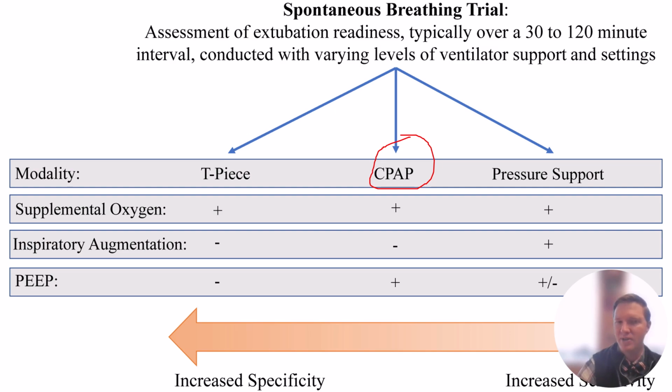And as we're going in this direction, where this arrow is going down, to the T-piece, it's giving them oxygen, it's giving them flow, but it really doesn't give them any pressure to support their work of breathing. Well, why would we do this? Why would we try a T-piece wean?